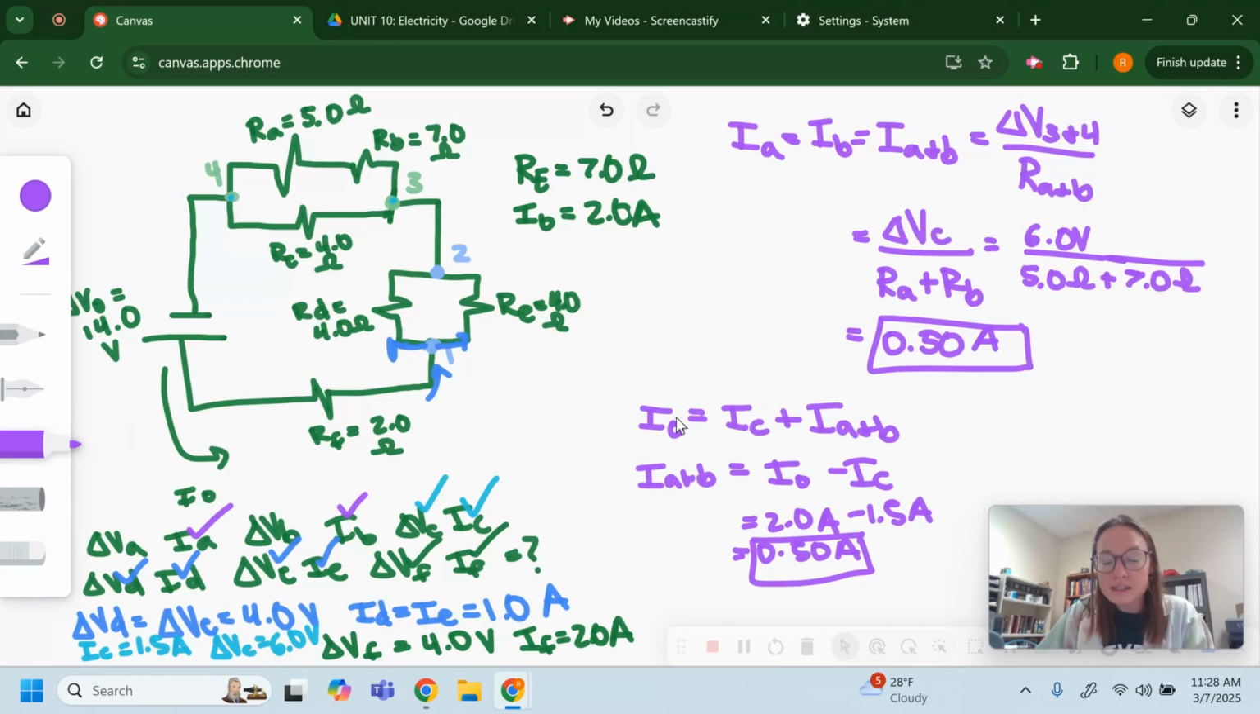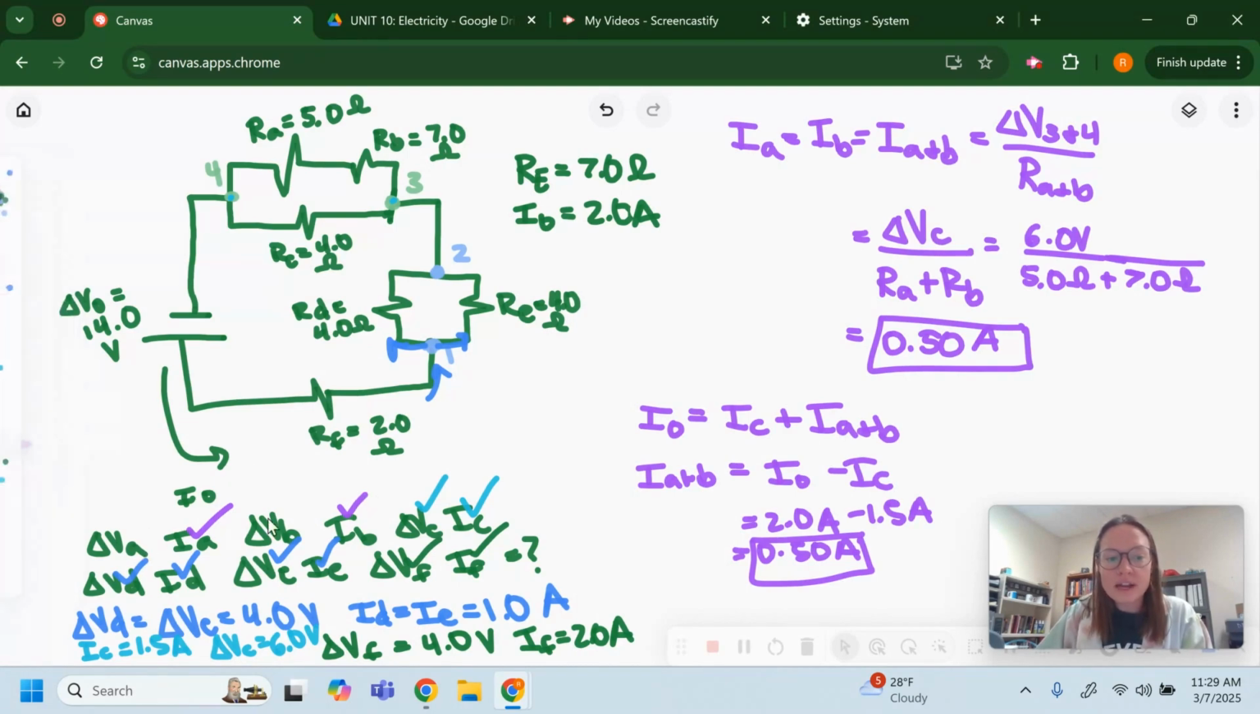Both of these ways are totally great ways to find the current. One way relies on the addition rules for current in parallel. The other way relies on Ohm's law and the total voltage through here and the total resistance through here and the fact that these are in series, so the current through the whole thing will equal the current through each one. Either way is a totally great way of finding the current.